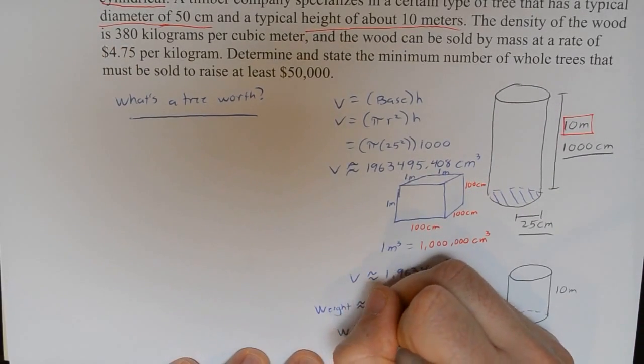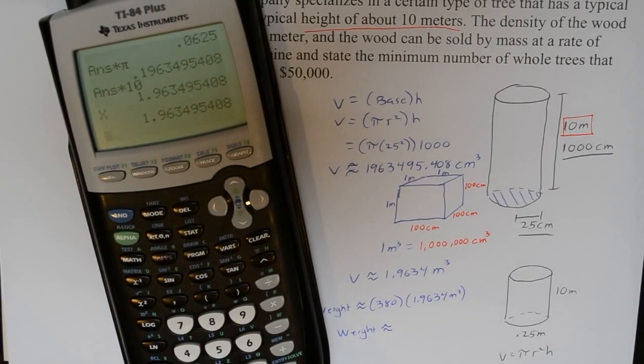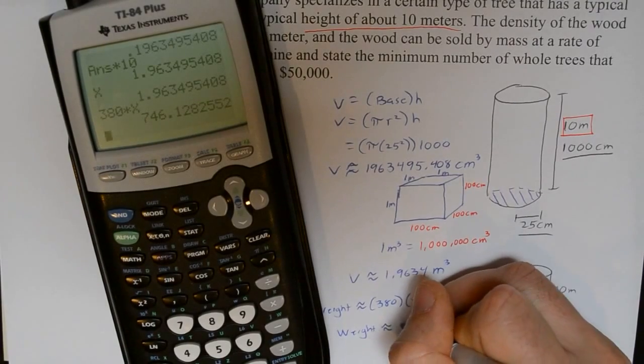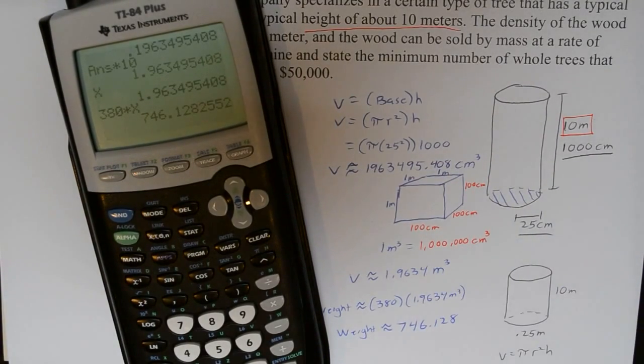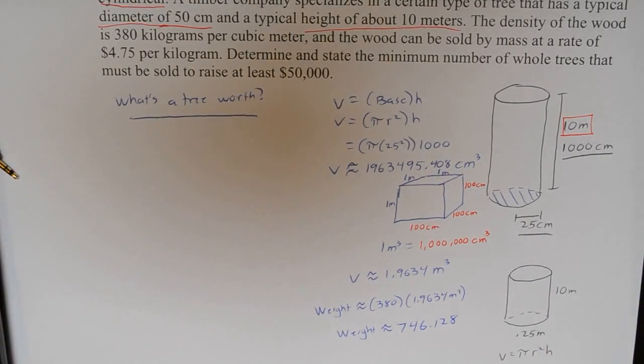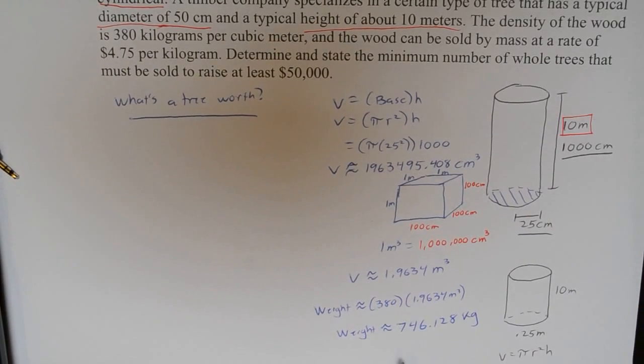That means each tree weighs about, here I'm going to go back to my calculator, 380 times, remember I put that number in for x? You see how this can save you a lot of time? So I store that as x, and I've got about 746.128. I'm going to store that as x now in case I need that number again. And what is my units? Well, this is a weight. This is kilograms now, right? So 746 kilograms per tree.